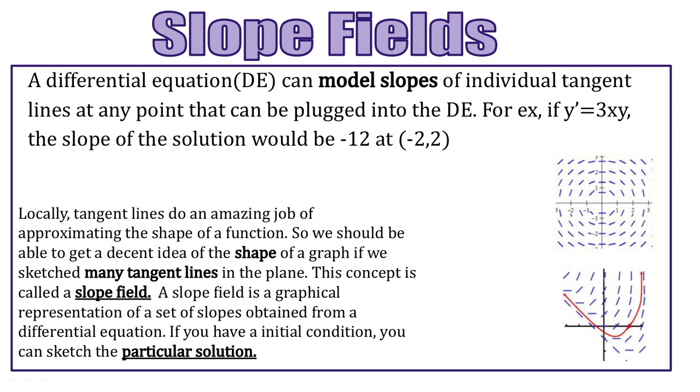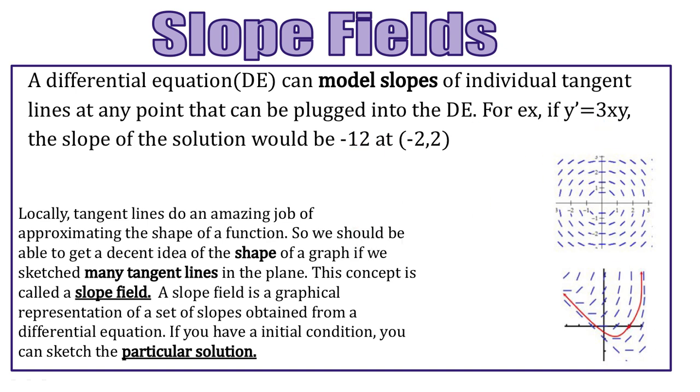So for example, if we wanted to know what the slope was, since the derivative is the slope, when x is -2 and y is +2, we would plug in -2 and +2. We'd multiply them together and multiply by 3 to get -12.